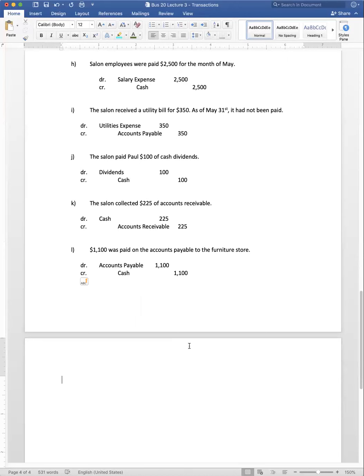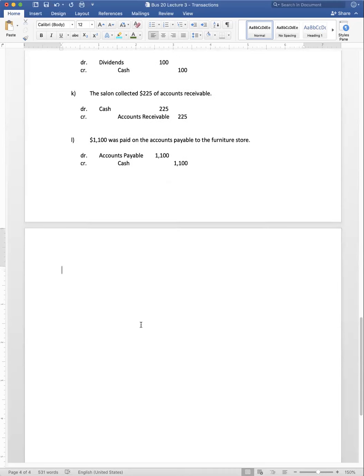All right, so there's a good sampling of transactions to show you the different kinds of things a company does. And for the most part, these are the kinds of transactions that a company will have every single day, right? They'll be buying things, paying bills, doing work for customers, receiving money from customers, paying off bills, all kinds of things like this.